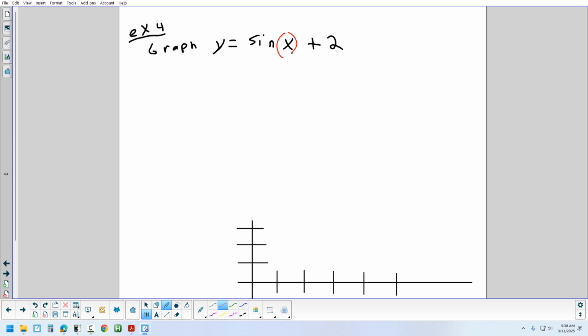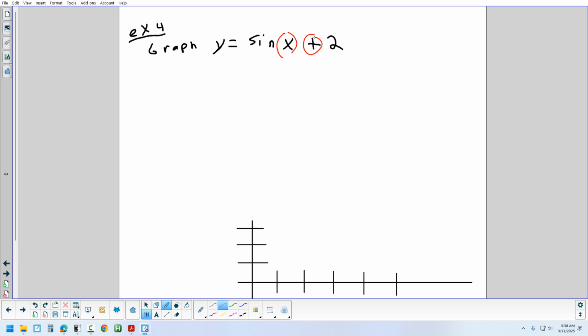So to figure out the kind of transformation, you look at 2 things: where it is and what it is. Where is it? It's outside the parentheses. What is it? It's addition. Addition outside means vertical shift.